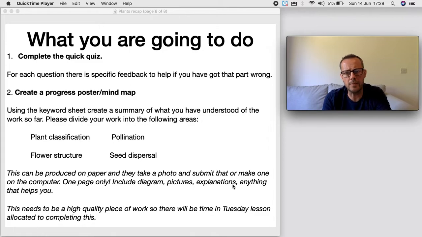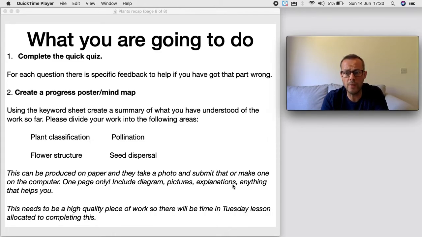The second thing, I would like you to produce a progress poster or a mind map. This is going to be a one-page document, so don't go any bigger than one page. I want you to divide it under the 4 areas that we've just looked at: plant classification, flower structure, pollination, and seed dispersal. On your assignment, I've added a keyword sheet. You could use that keyword sheet to help you with this.